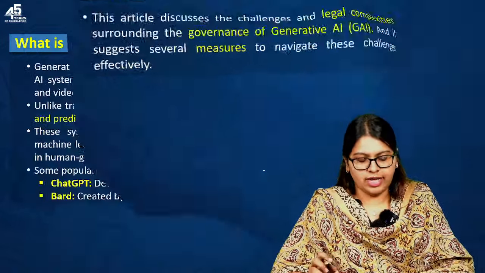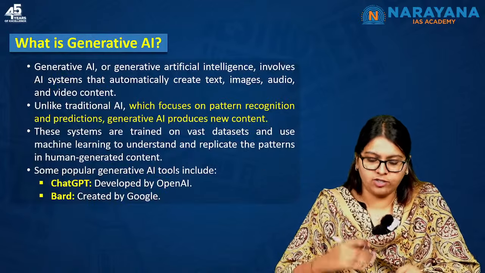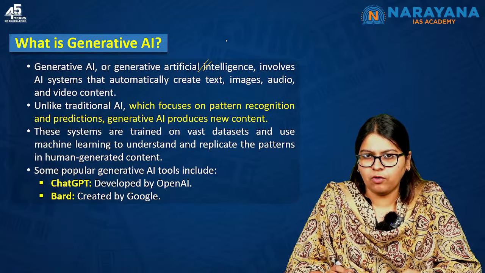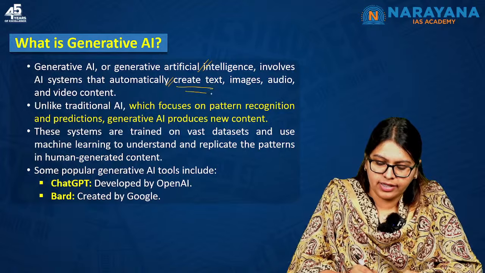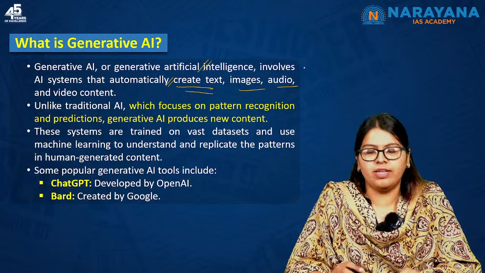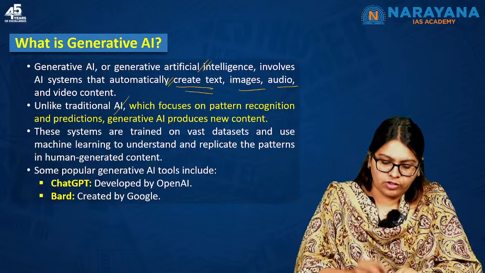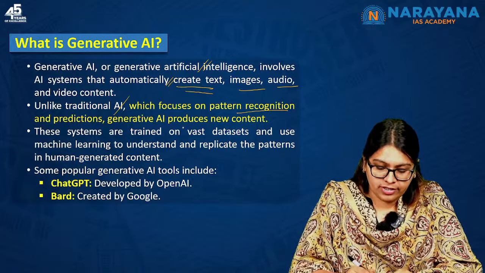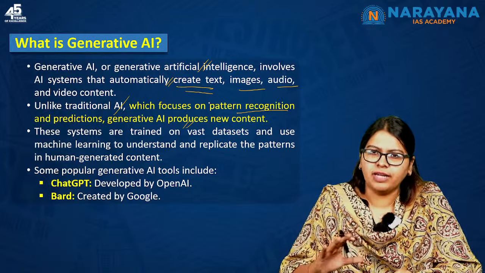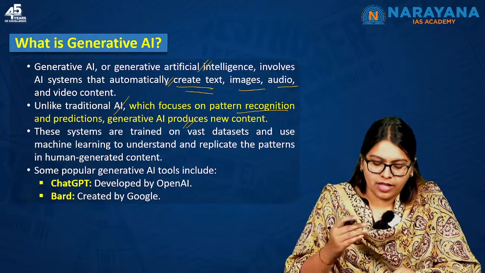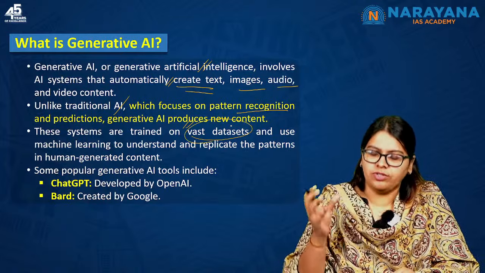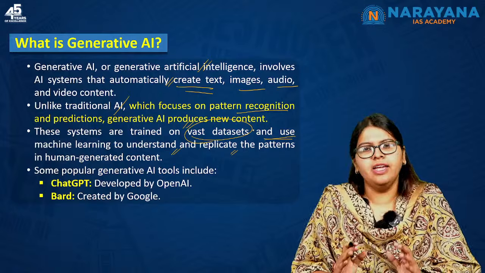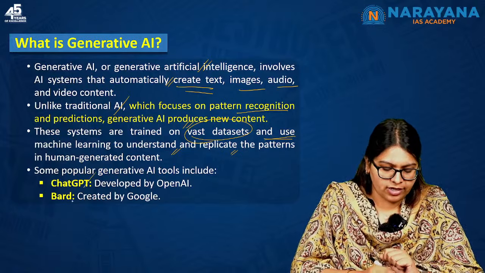Now let us understand what generative AI is again. Let's quickly read about it. Generative AI, also called generative artificial intelligence, involves AI systems that automatically create text, images, audio as well as video content. Unlike traditional AI, which focuses on pattern recognition and predictions, generative AI produces new content, or a new set of dimensions. These systems are trained on vast data sets that I feed into the system and use machine learning to understand and replicate the patterns in human-generated content. Examples are ChatGPT as well as BARD.